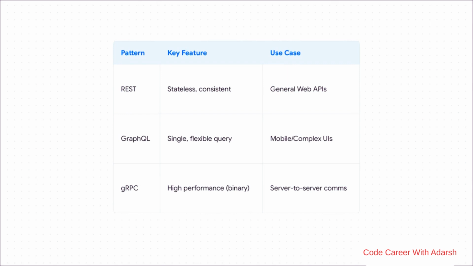But for, say, a mobile app, you might use something like GraphQL, which is amazing because you can get all the data you need in one single super efficient request. And for crazy fast internal communication between your own servers, you do something like gRPC. It's all about using the right tool for the job.